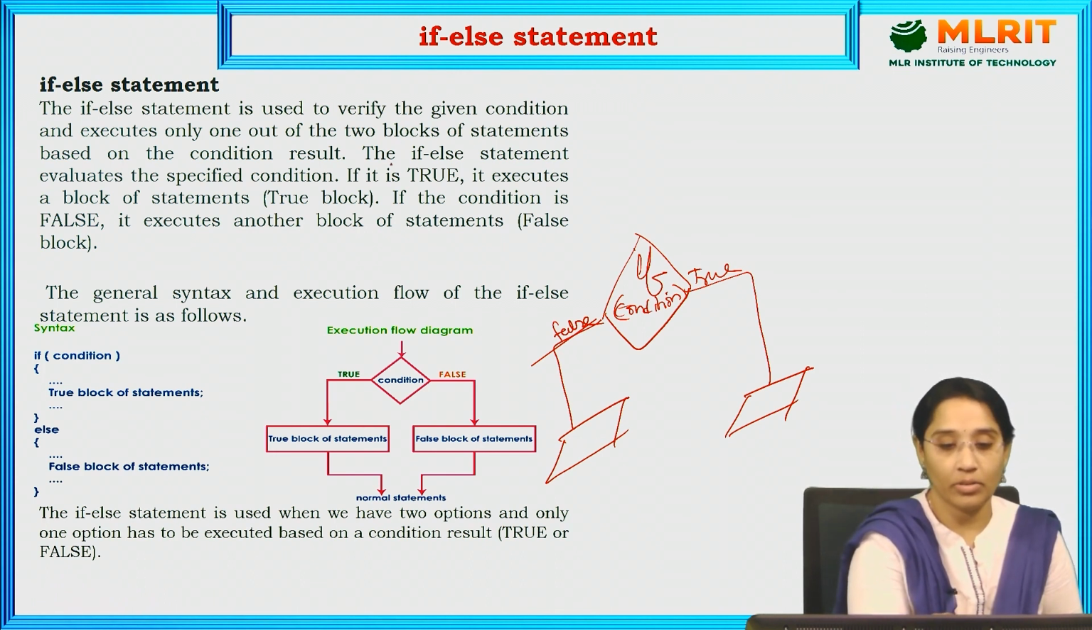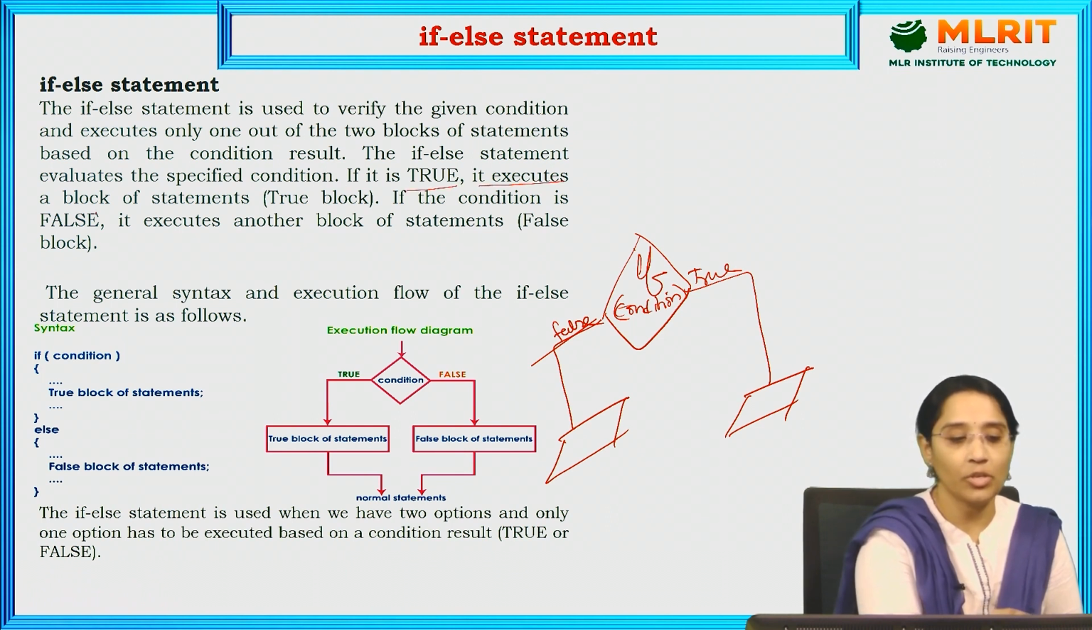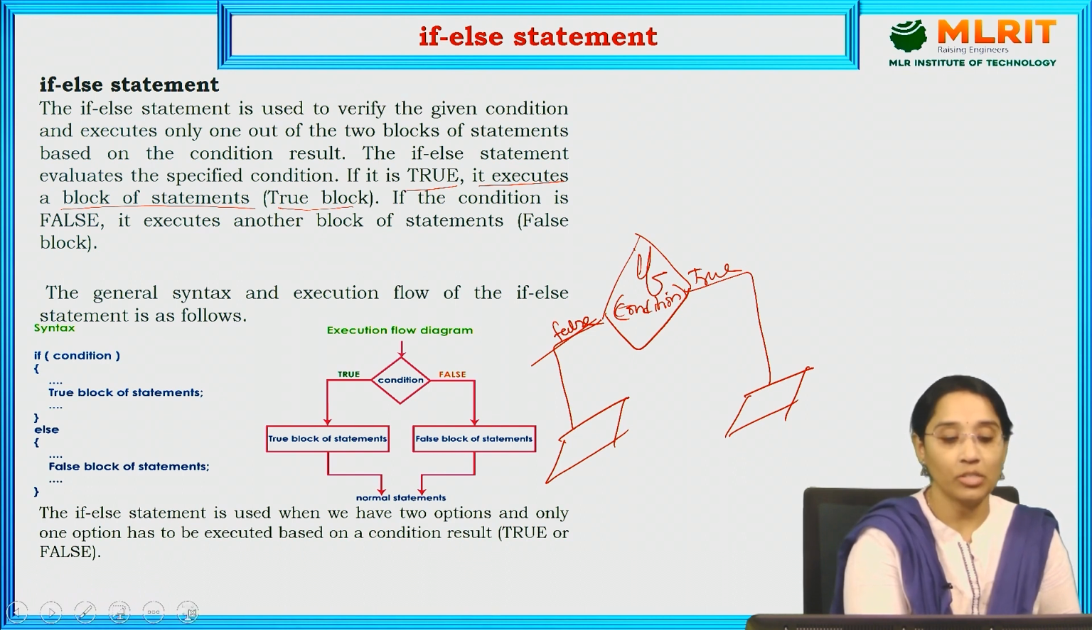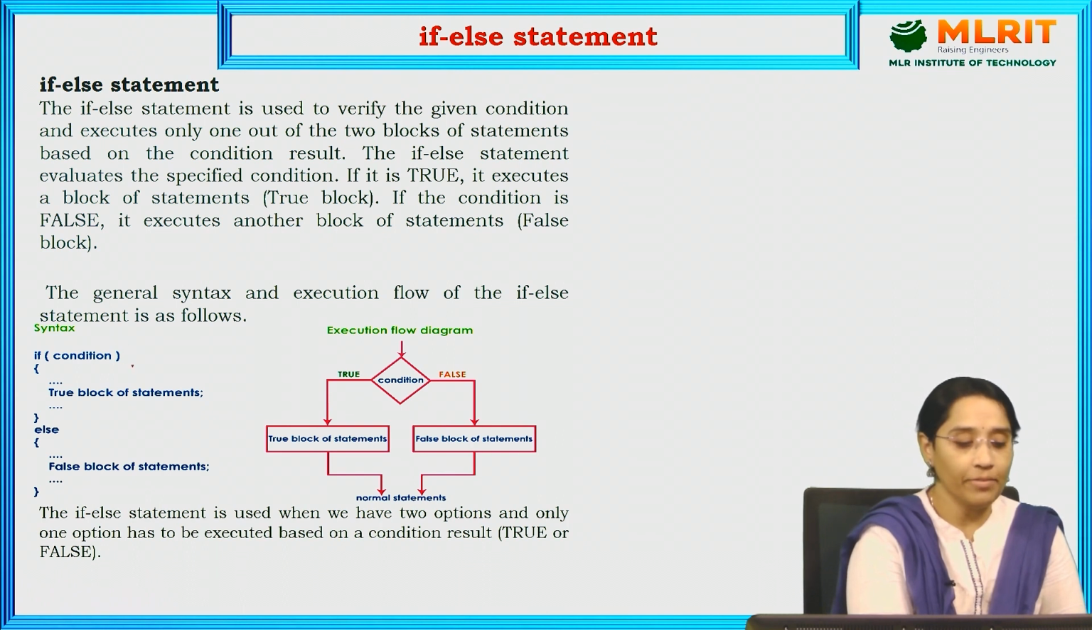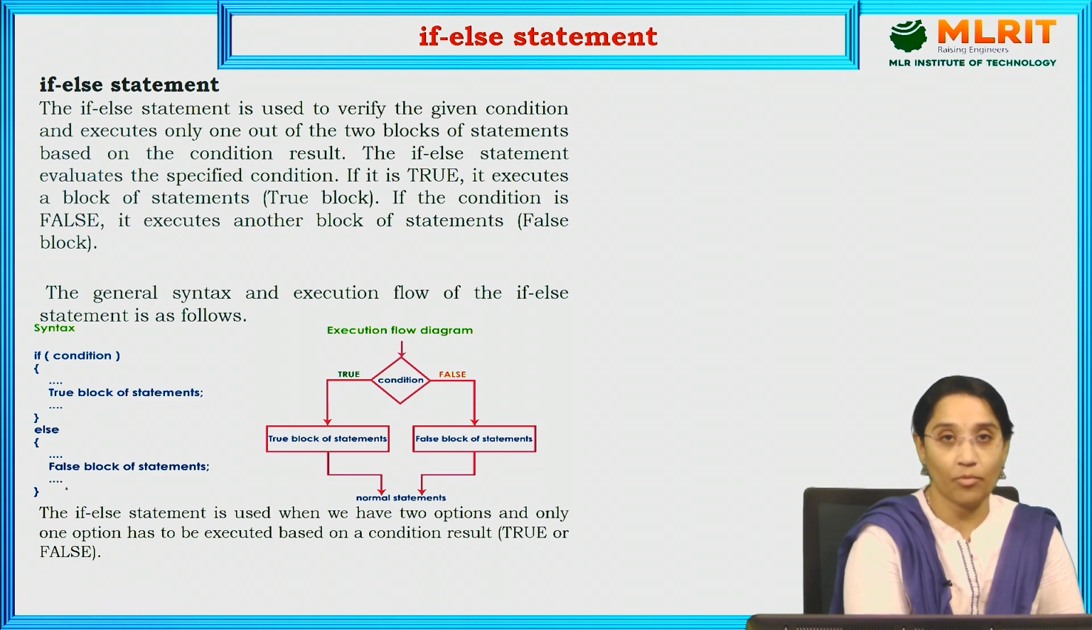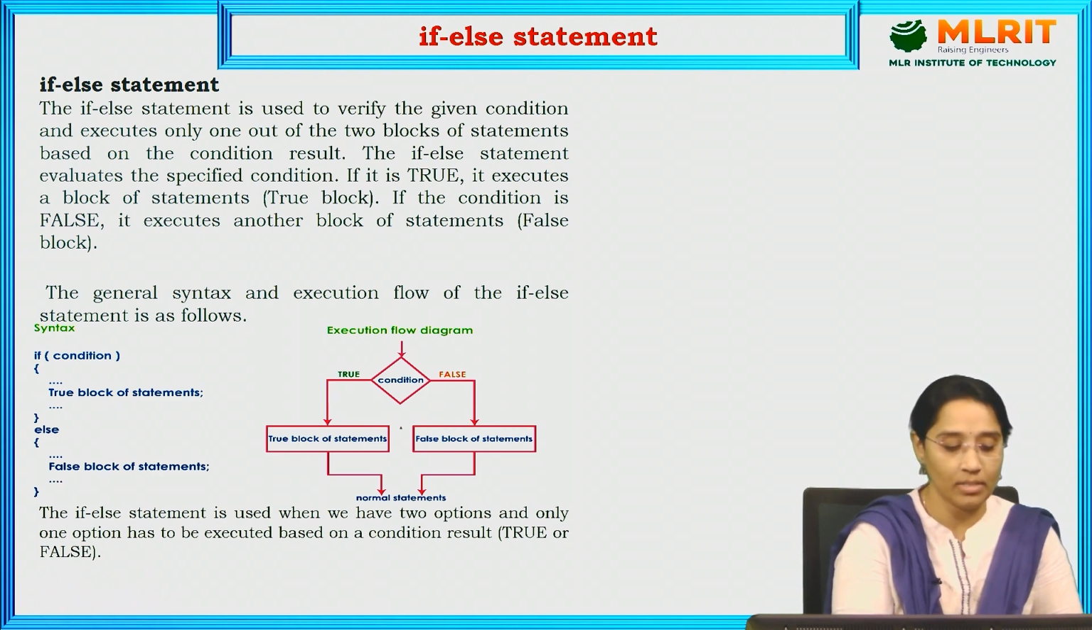That's what it has written here. The if else statement evaluates the specified condition. If it is true, it executes a block of statements, that is the true block. If the condition is false, it executes another block of statements, obviously the false block. See the general syntax and execution flow of the if else statement. If the condition is true, obviously the true block statements will execute, otherwise the false block statements will execute, and this is the flow chart.